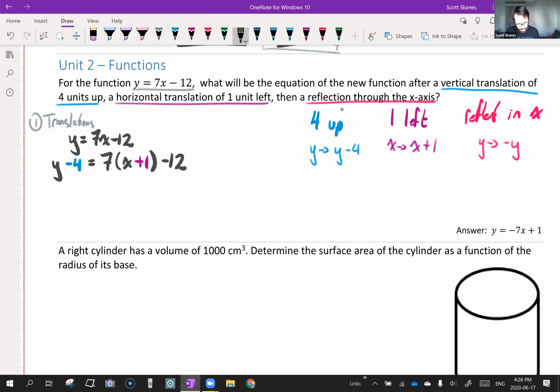So I need to solve for y now. So I'm going to expand 7x and 7, so 7 times x and 7 times 1. Then I'll have a minus 12 still there and add the 4, and this will give me my y. You should be working this out yourself to check my work, and you should get 7x minus 1. That is not the answer. The answer is negative 7x minus 1. So something's missing. What did I miss?